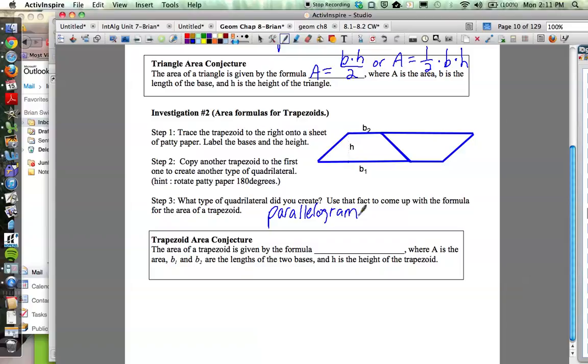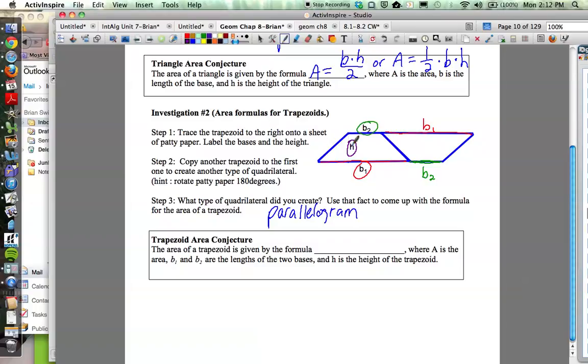Now, notice that this parallelogram, though, does not have the same base length as the trapezoid. But if we take a look at where these lengths are coming from, this length right here is the same as base 1 of the original trapezoid. And this length right here is the same as base 2 of the original trapezoid right here. The height is exactly the same on both, so the height actually doesn't change.